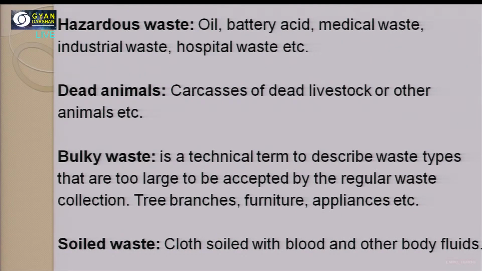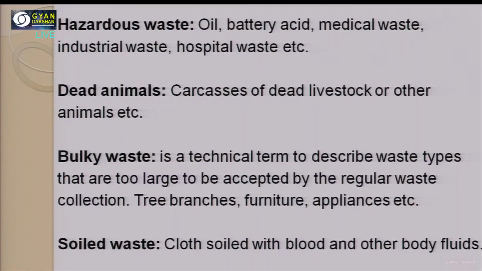Bulky waste is a technical term we use. Suppose we are discarding appliances from home; these are big in size, so in regular collection they may not be picked up, so this is bulky waste. Tree branches, furniture, appliances, etc. come in this category. Soiled waste is cloth soiled with blood and other body fluids. Categories may differ, but we have to first categorize the waste, and only then can we go further for the treatment.